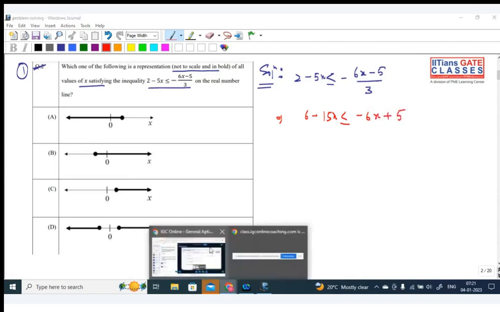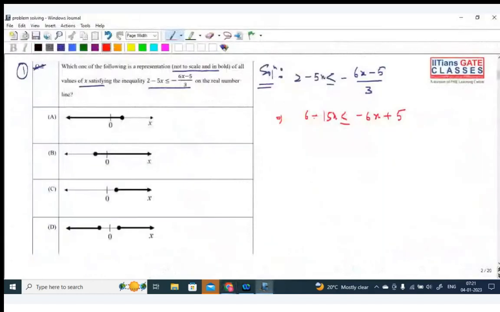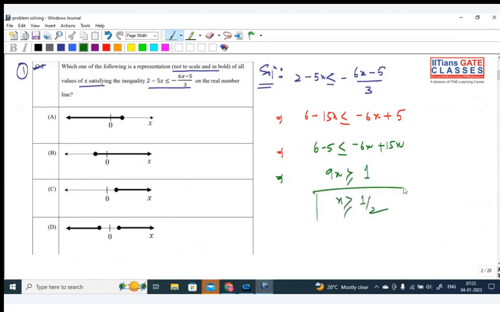I believe many of you might have got the answer as well. If you solve this further, you can take the constant this side and the variable that side. So 6 minus 5 is less than or equal to minus 6x plus 15x. And then it is going to be what? It will give you 9x is greater than or equal to 1, right? So x is greater than or equal to 1 by 9, not 1 by 2.